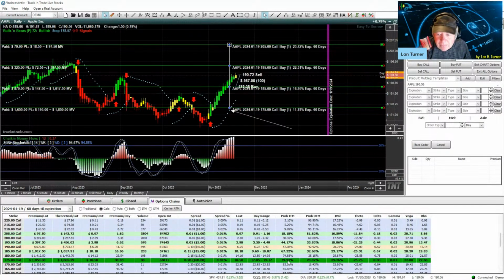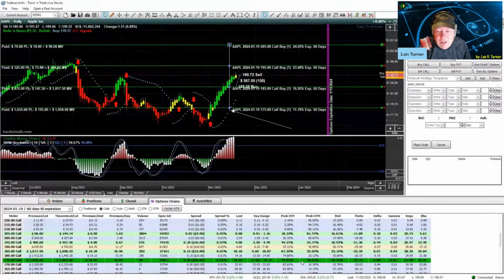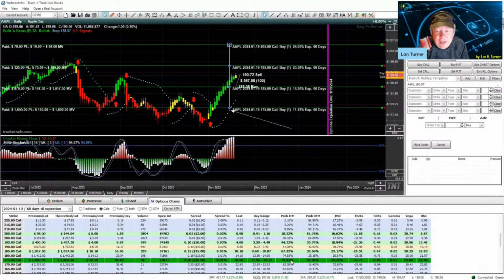Okay. So that is our probabilities. And I wanted to show you how that relates to delta. So if you come over here and look at your delta, in this option, let's say the one that's deep in the money has a delta of 0.80. Look how it corresponds to your probability.